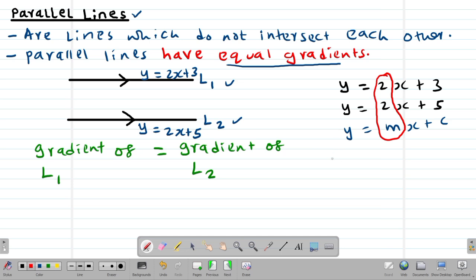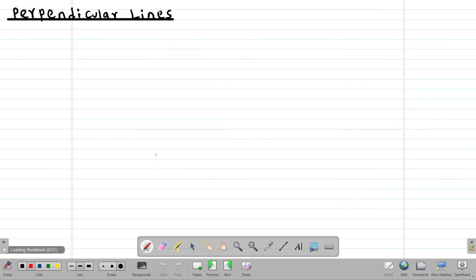Therefore, we can say that the gradient of L1, which is 2, is equal to the gradient of L2, which is also equal to 2. So you can see both gradients are equal to 2. Therefore, the line L1 is parallel to the line L2. So two or more lines are said to be parallel to each other if they have equal gradients, the same gradients.